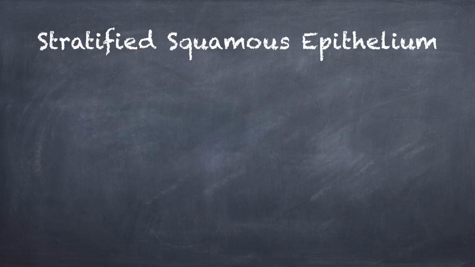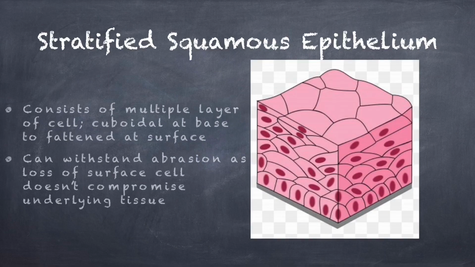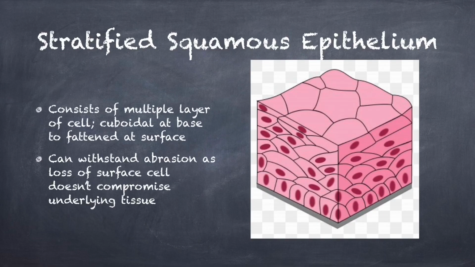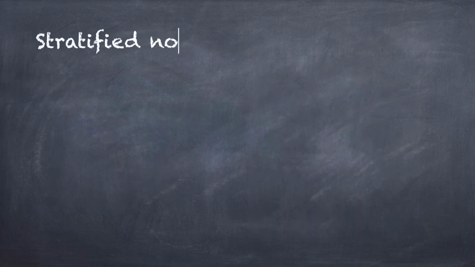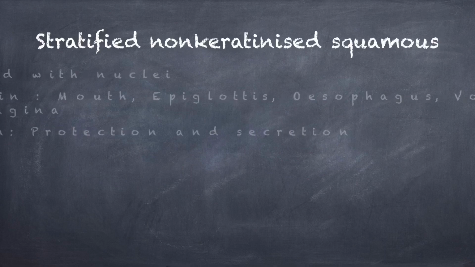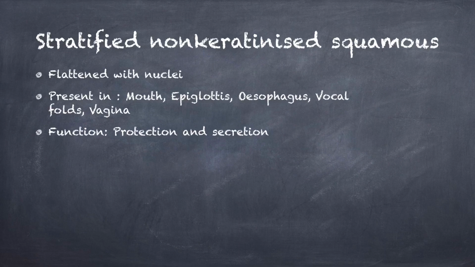Stratified squamous epithelium. This epithelium consists of multiple layers of cells, cuboidal at the base and flat on its surface. This epithelium can withstand abrasion as loss of surface cells doesn't compromise underlying tissue. Stratified non-keratinized squamous epithelium consists of flattened cells with nuclei. These are present in the mouth, epiglottis, esophagus, vocal folds, and vagina. Its main functions include protection and secretion.